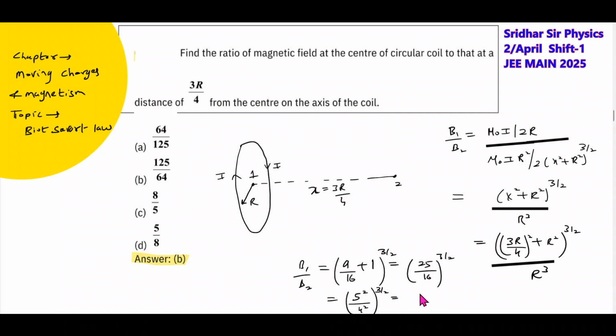Square and 1 by 2 will cancel out. So 5 cube by 4 cube, 125 by 64. This will be your option. You must know this formula.